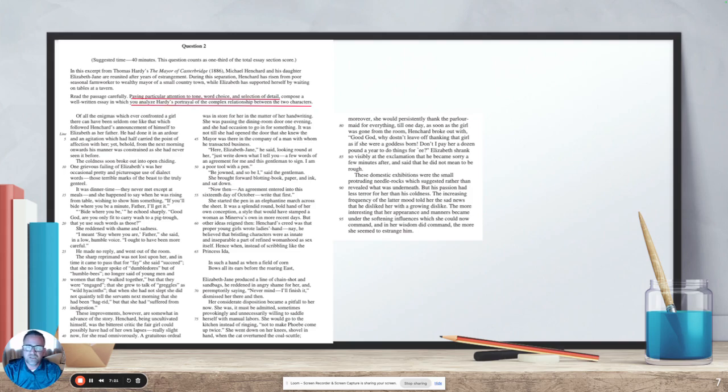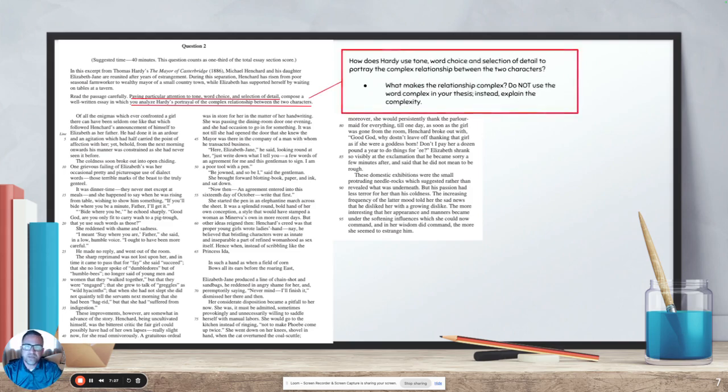So I initially underlined important parts of the passage and important parts of the prompt, and I'm going to convert those into a question. Here's my question: How does Hardy use tone, word choice, and selection of detail to portray the complex relationship between the two characters? I also need to identify what makes the relationship complex. And here's a reminder: when writing about the complexity, try not to use the word complex in your thesis. Instead, explain the complexity, identify the complexity. The AP reader doesn't want to see you simply reuse the prompt language. They want you to answer the question. So pay attention to that.